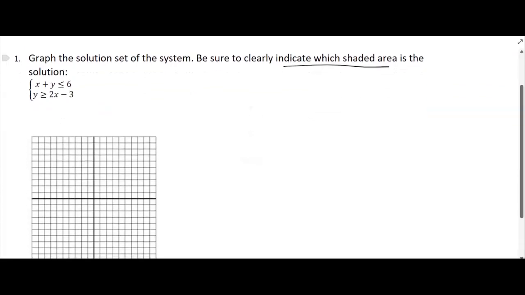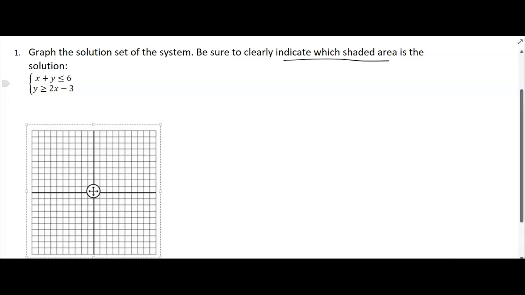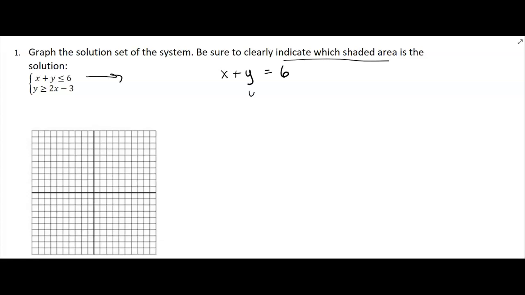tricky. Okay, so we take the first inequality and we're going to treat it like an equation, x plus y equals 6. And we're going to graph that. Now, you could put it in slope-intercept form, or you could make a table of values, or you could use the intercept method, lots of ways. If I put x on the other side, now I have a y-intercept of 6, so 1, 2, 3, 4, 5, 6. It's going to go through that point.